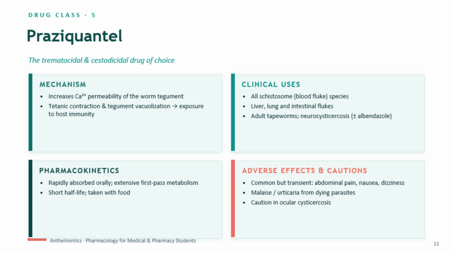We use it for all species of schistosomes, the blood flukes, as well as liver, lung, and intestinal flukes, adult tapeworms, and neurocysticercosis, sometimes combined with albendazole. It's rapidly absorbed but heavily metabolized on first pass, so it has a short half-life, and we take it with food. Side effects are common but transient: abdominal pain, nausea, dizziness, and take special care in ocular cysticercosis.